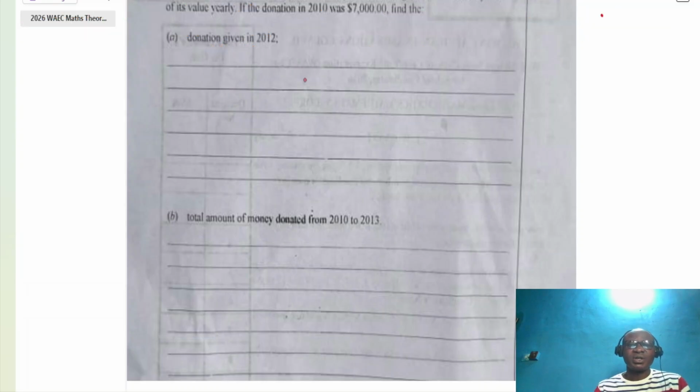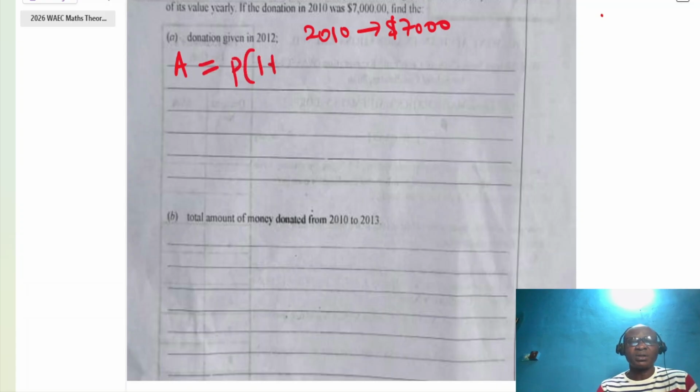Let us note that the donation given in 2010 was $7,000. Between 2010 and 2012, there are 2 years: 2010, 2011, 2012. So I can make use of the compound interest formula, which says amount A is equal to P into (1 + R) raised to power N. N here is 2 years, starting from 2010 to 2012.